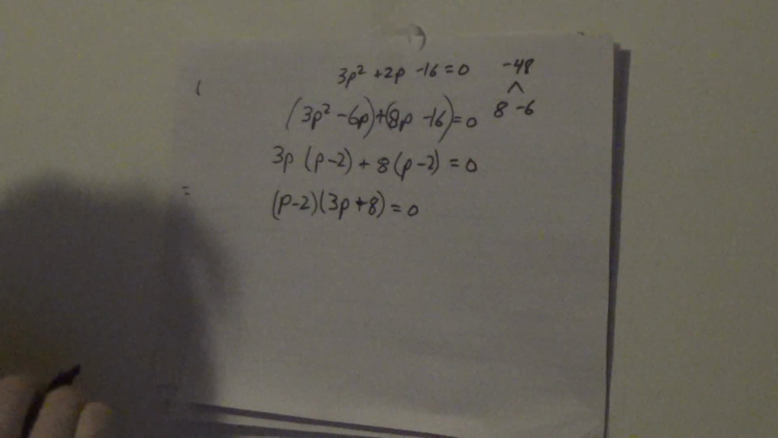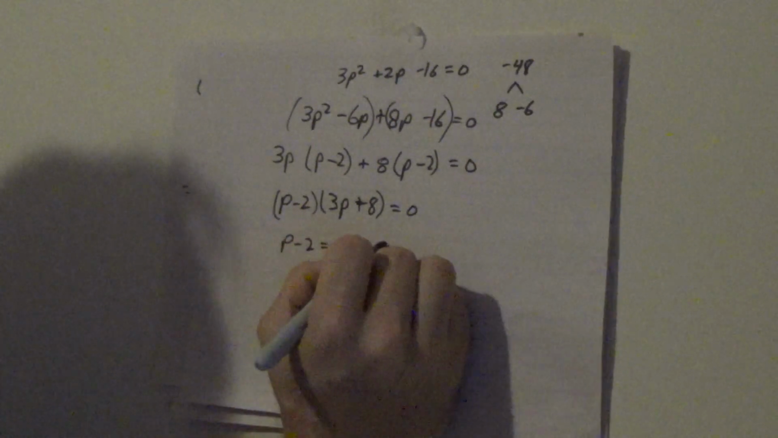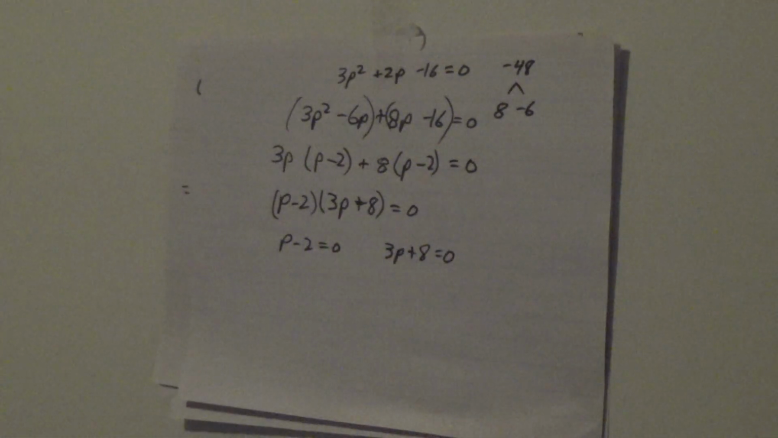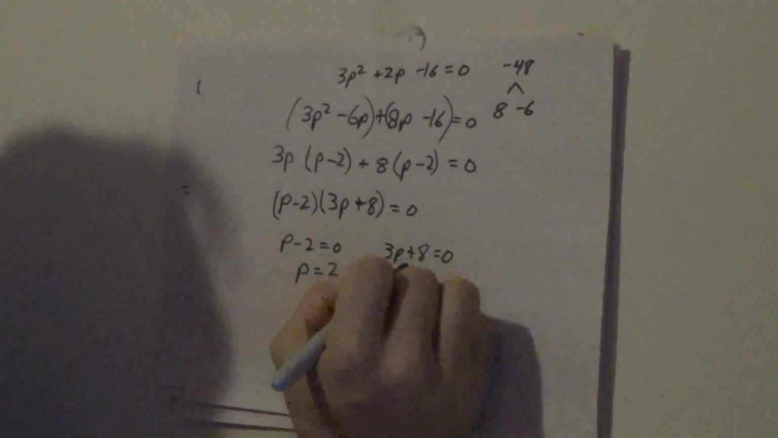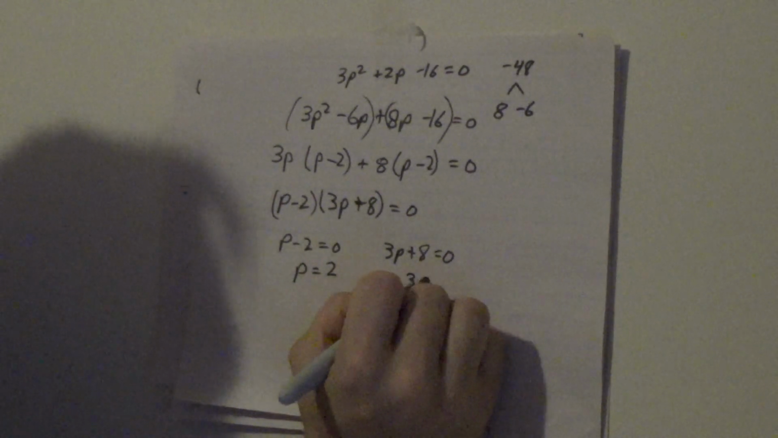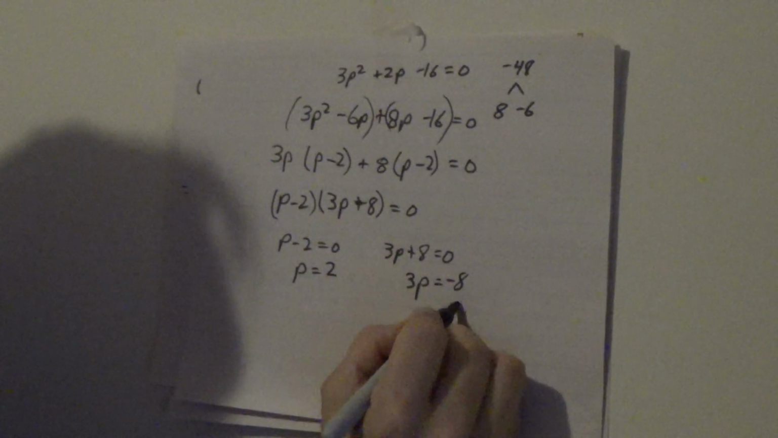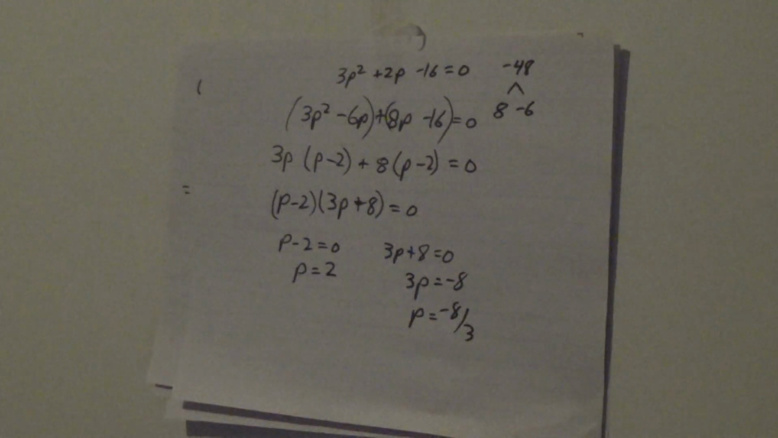We want to set each of these equal to 0 now, each factor. p minus 2 equals 0, and 3p plus 8 equals 0. So this is just like we did when we solved the quadratics before. Here p will equal 2, and we'll subtract 8, get 3p equals negative 8. And therefore p equals negative 8/3. Okay, we finally arrived at our answer, and we're ready to check for domain restrictions.